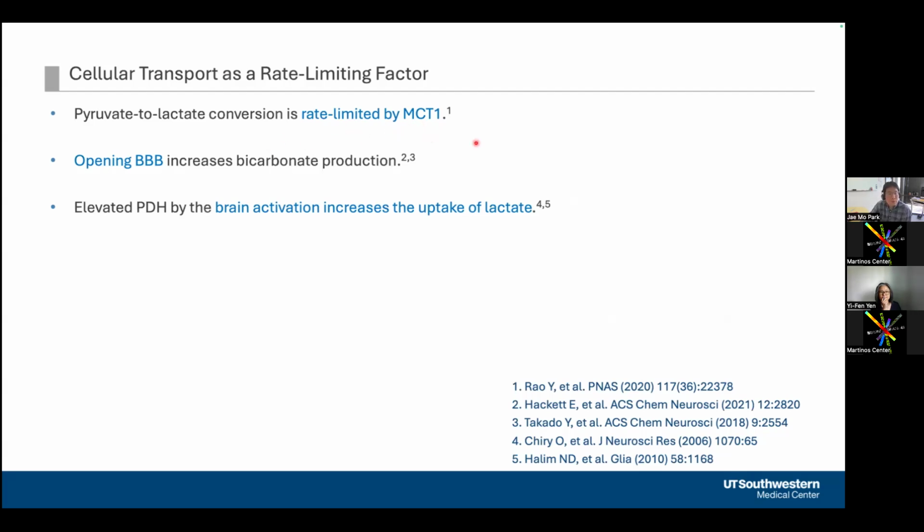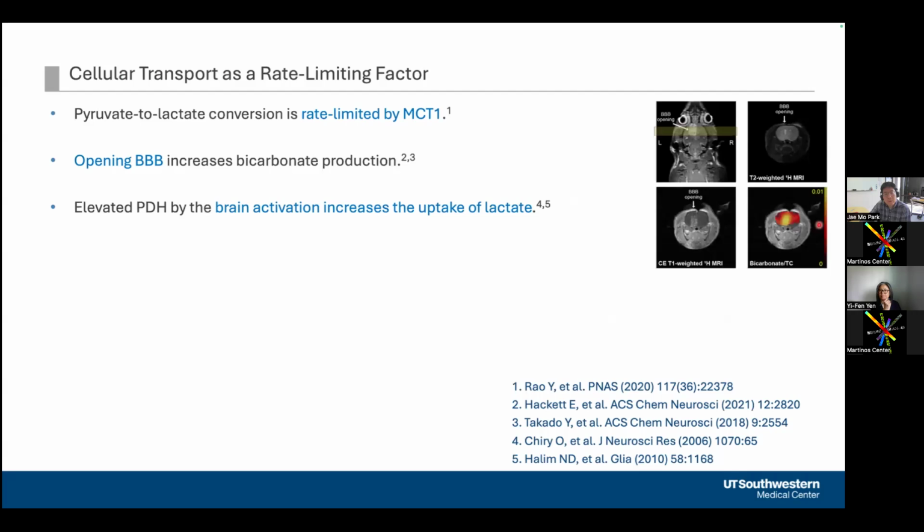So if this is a rate limiting step, even if we have an activated PDH, we may not be able to detect the increased bicarbonate. And then we also did the animal study by opening the BBB, and it actually increased the bicarbonate production in animals.